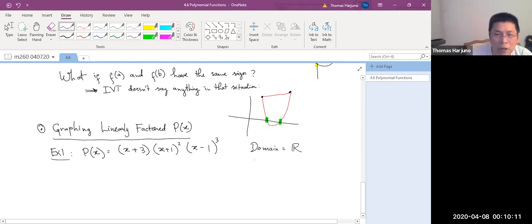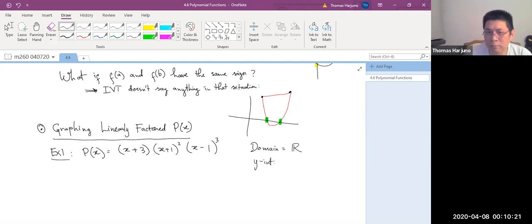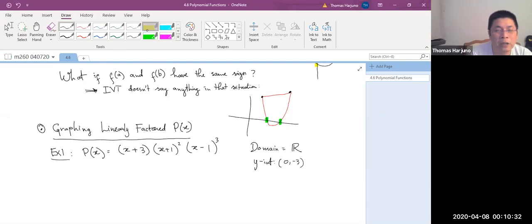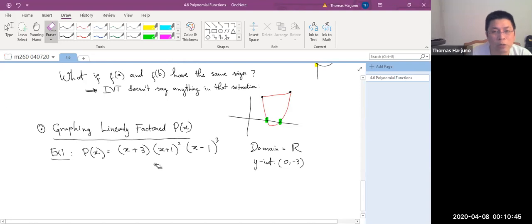Now, slightly harder in this case, what's the y-intercept? -3, that's right. To be more precise, it's (0, -3). Just plug in x equals 0. So when x equals 0, you get 3 times 1 times -1, including the exponent. So 3 times +1 times -1, that's -3.